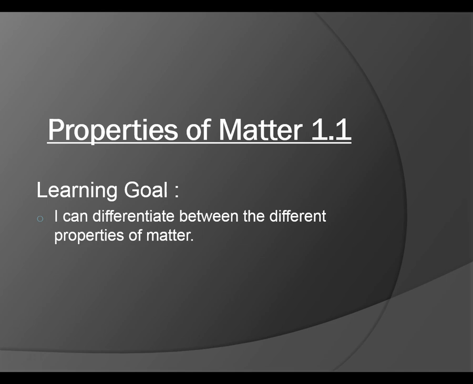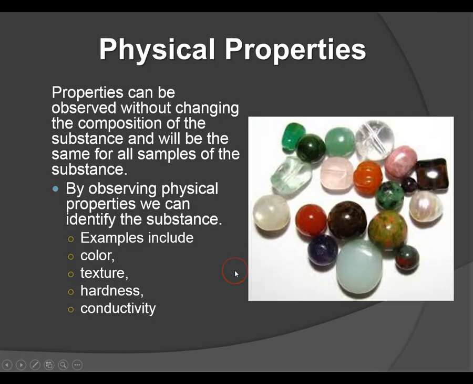Let's jump into it. Our learning goal is we want to be able to differentiate between the different properties of matter. We're going to start with physical properties of matter. Now, these are properties that can be observed without changing the composition or the structure of the substance. It's usually going to be the same for all samples of that substance.